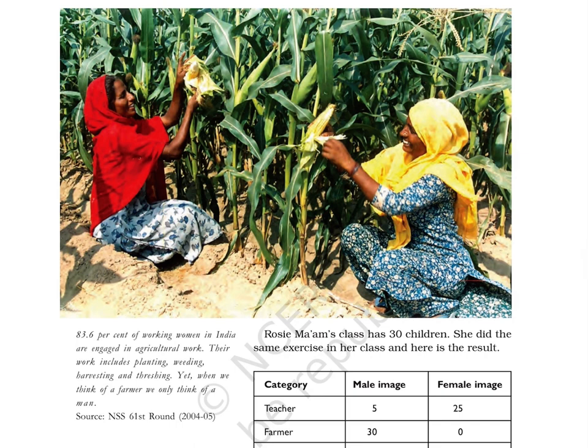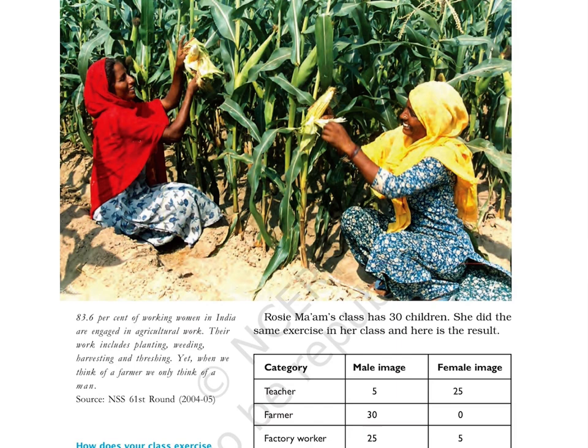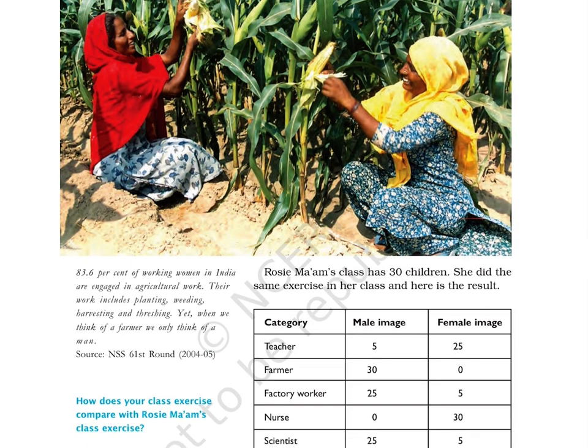On page number 56, there is a picture given. In this picture, 2 women are harvesting the maize crop while talking to each other and smiling. There is a note given next to the picture which reads, 83.6% of working women in India are engaged in agricultural work. Their work includes planting, weeding, harvesting, and threshing. Yet, when we think of a farmer, we only think of a man. Source: NSS 61st round, 2004 to 2005.